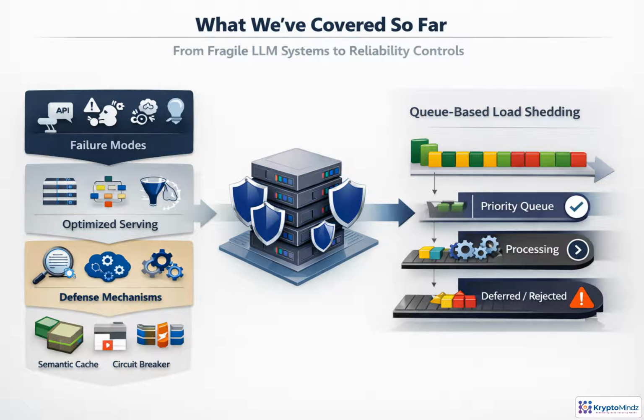So far, we've moved from diagnosing fragile LLM architectures to building a controlled serving platform to adding protective patterns like caching, circuit breakers, retries, deadlines, and idempotency. Now we move to workload control. Queues help the system absorb spikes, prioritize important requests, apply backpressure, and defer or reject work before overload becomes an outage.